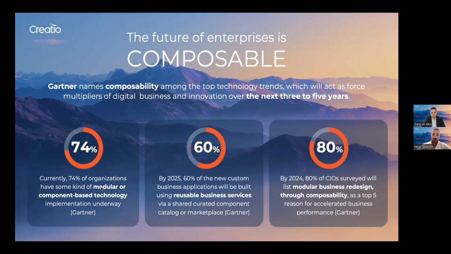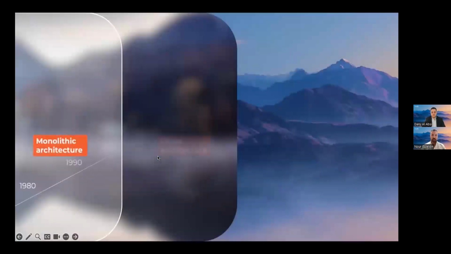This is something that customers are already using at the moment. Also, by 2025, 60% of the new custom business applications will be built using reusable business services via a shared curated component catalog or marketplace. And by end of this year, 2024, 80% of CIOs surveyed will list modular business redesign through composability as a top 5 reason for accelerated business performance. So this shows the importance and the essence of composable no-code architecture.